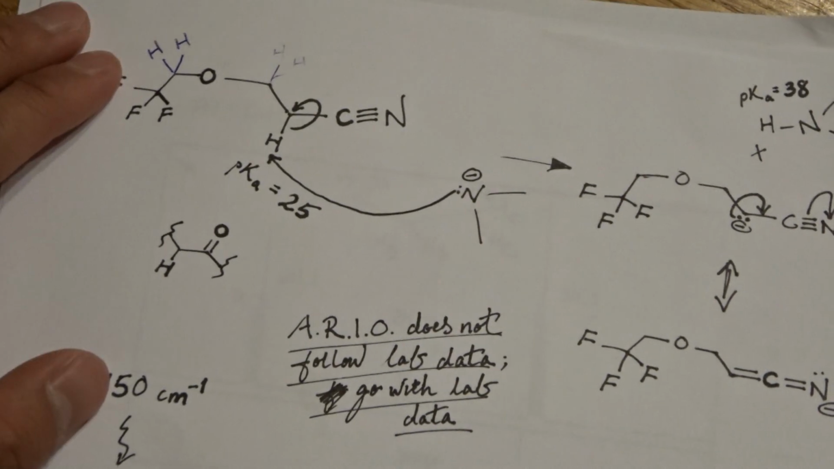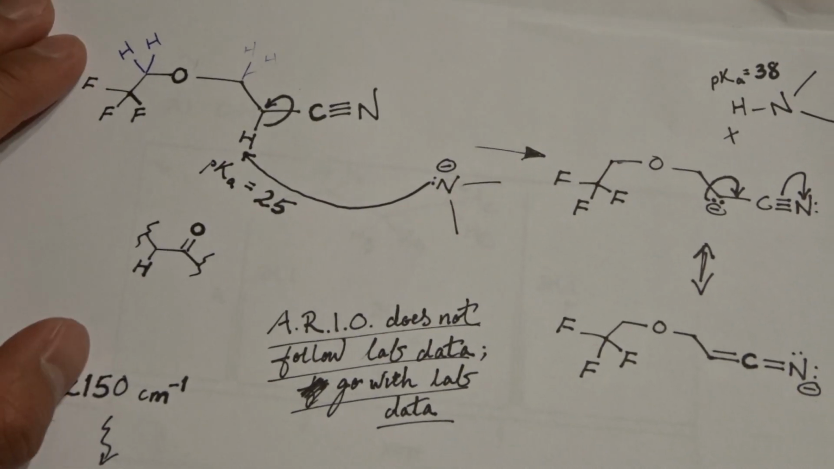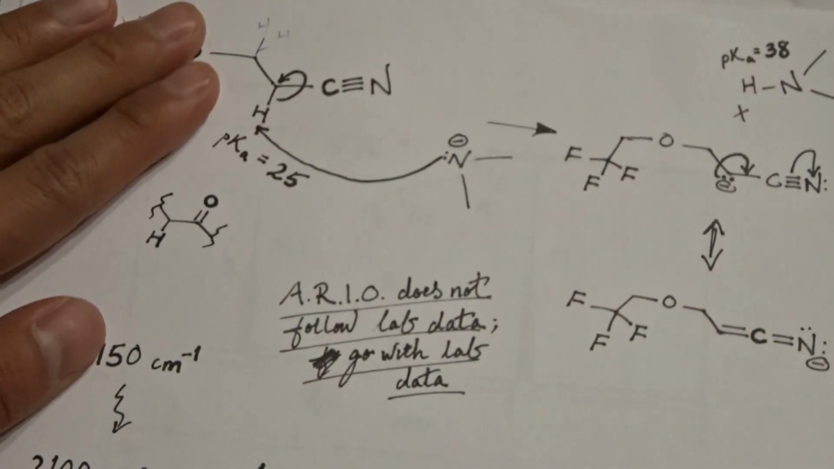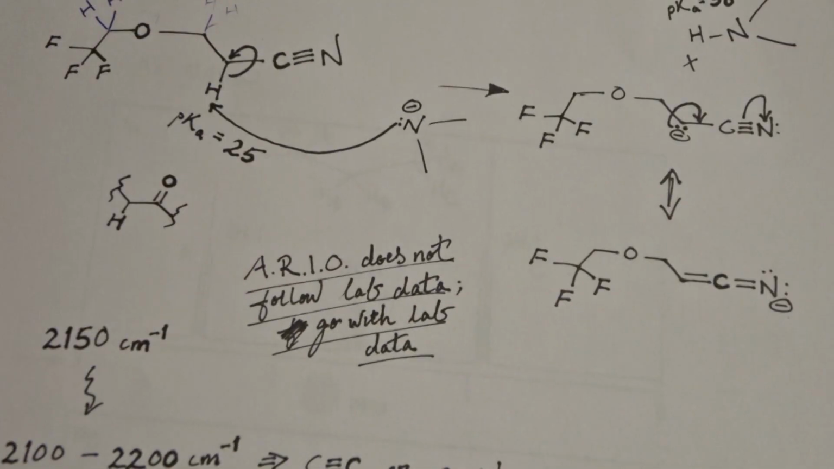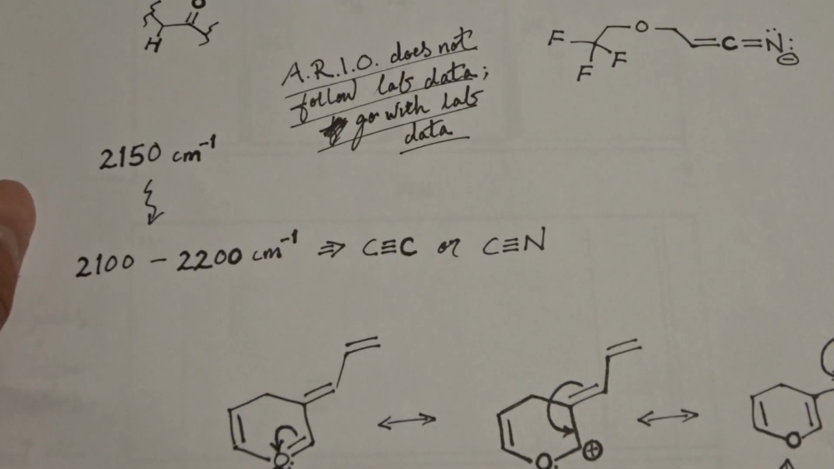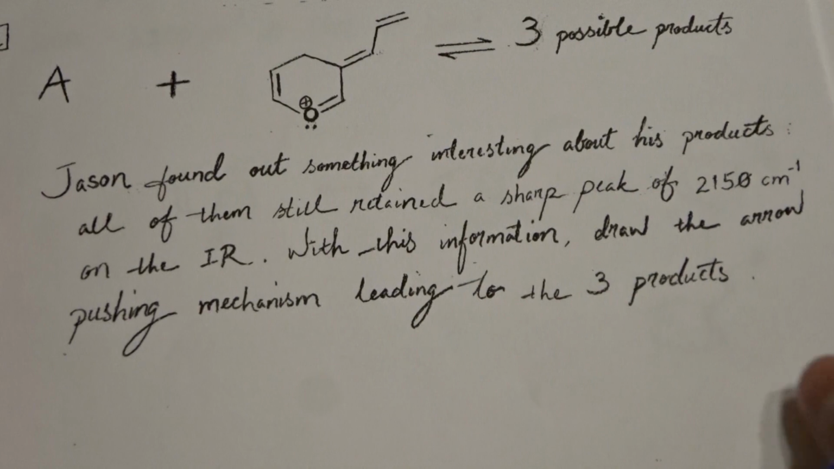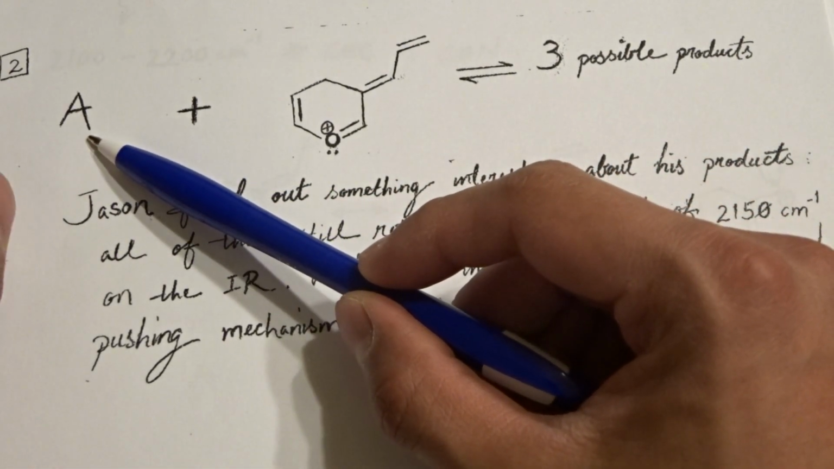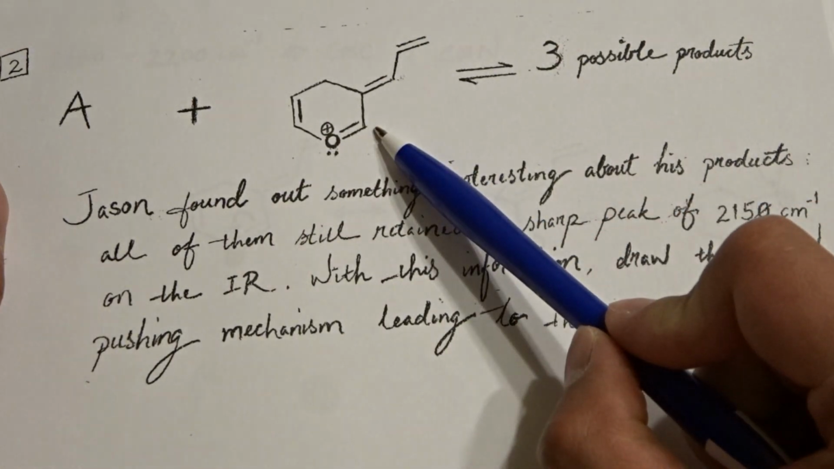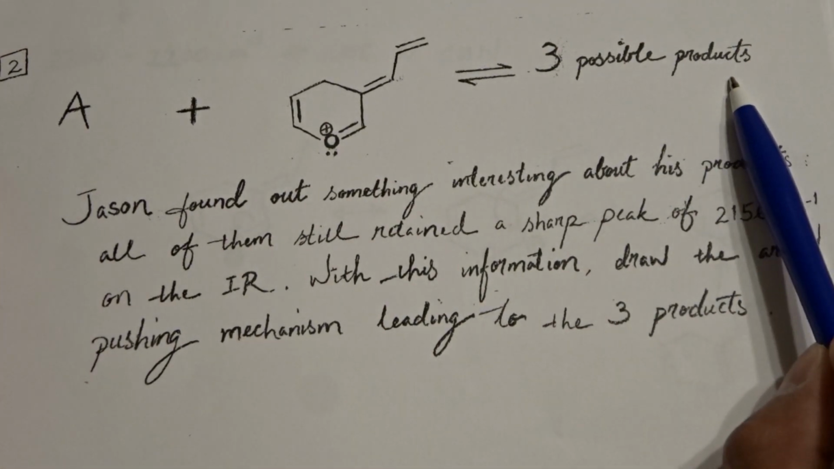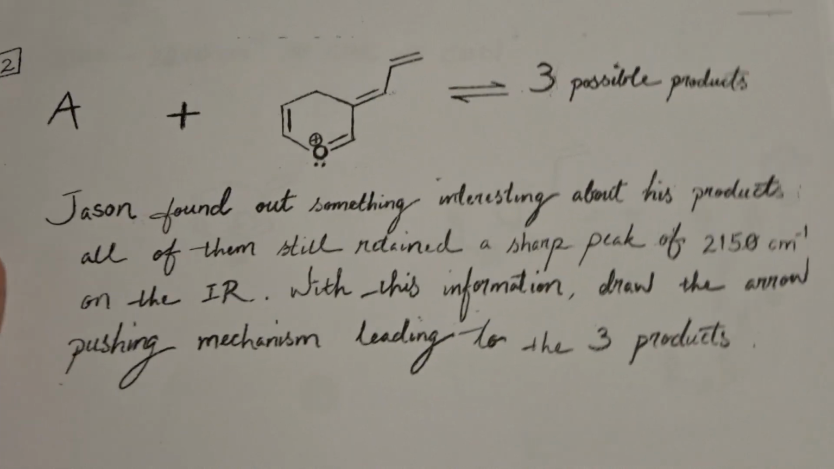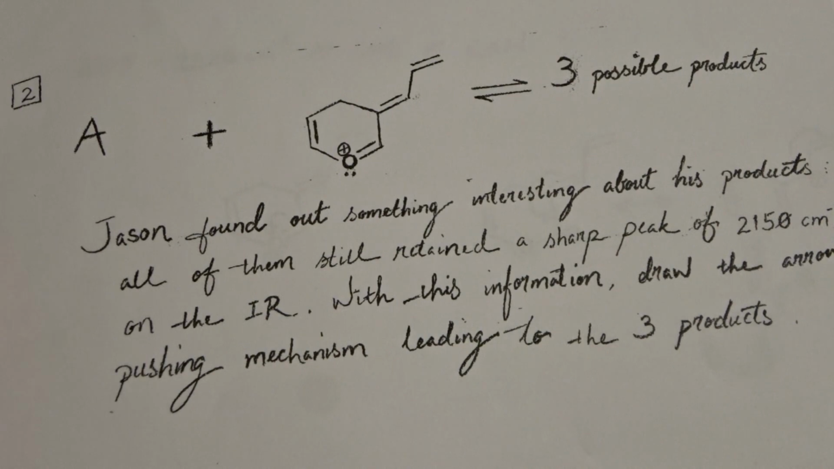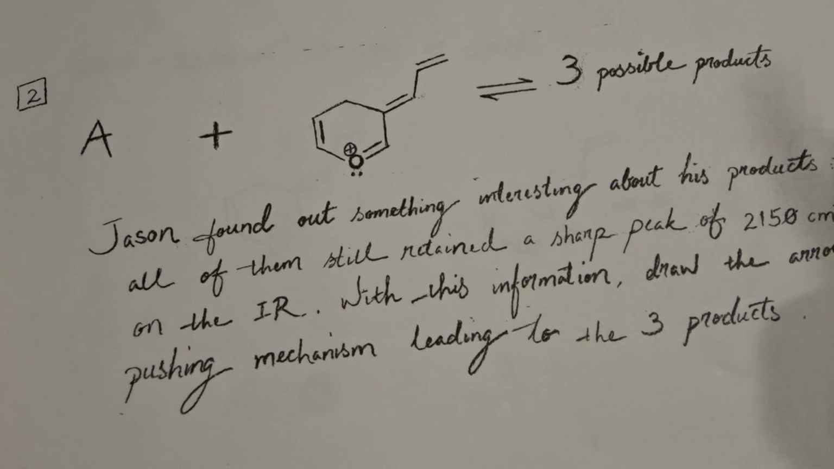All right, so this would be the arrow pushing mechanism and the product for this first part of the reaction, okay? All right, so let's look at number 2, the second part of the reaction. Now I have you bring in product A and react it with this to form 3 possible products, okay? Now I gave you some information. It describes how I found out something interesting about the products, okay?